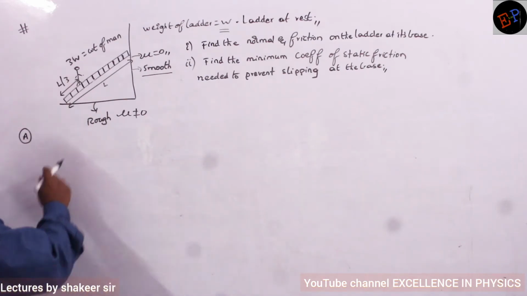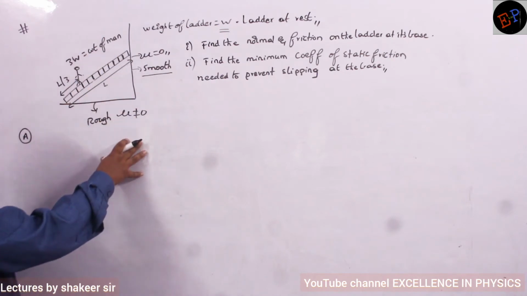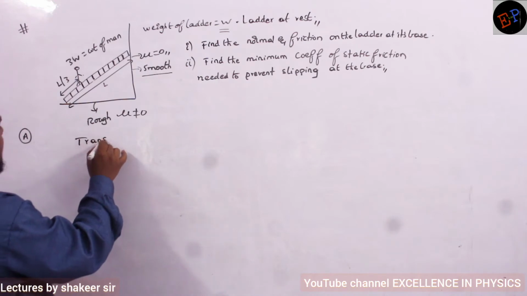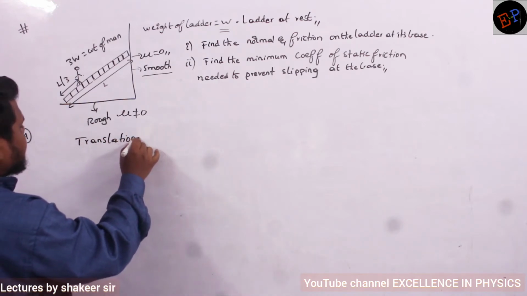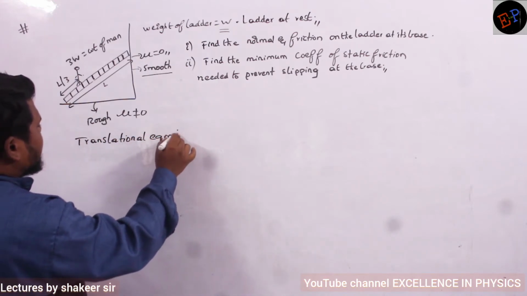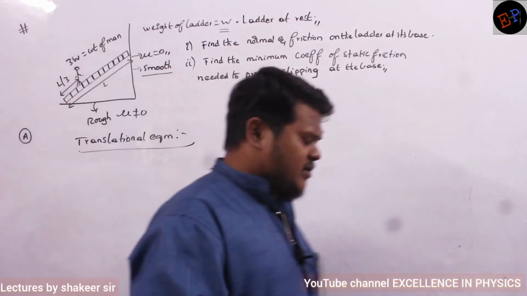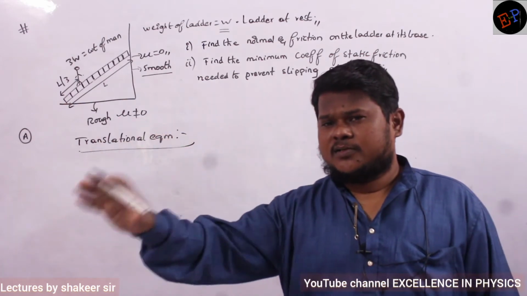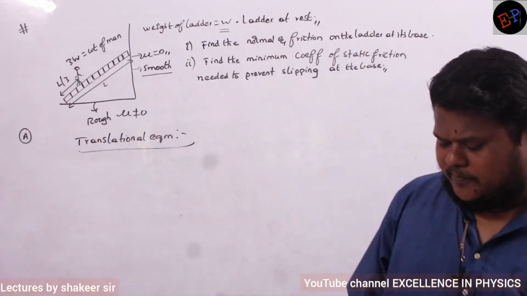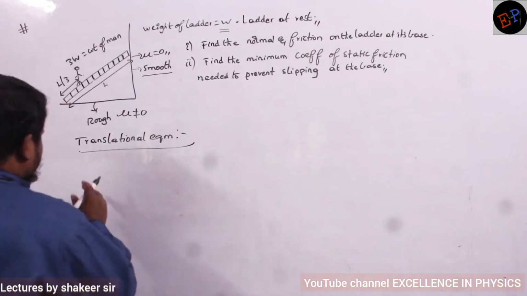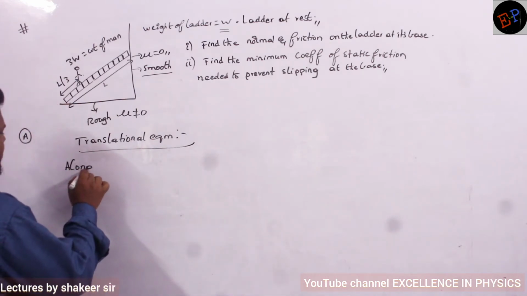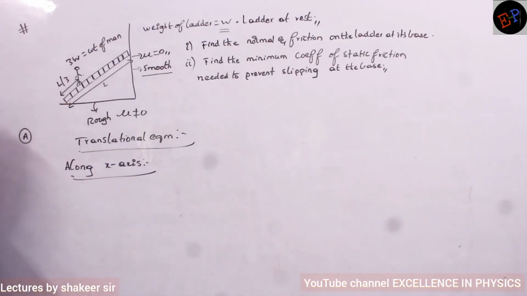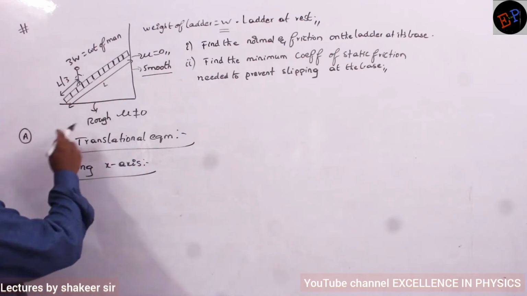First of all, let us study the ladder in rest position. Ladder is in rest position, it means it is in translational equilibrium. Okay? Ladder is in which kind of equilibrium? It is in translational equilibrium, because this ladder is not slipping. It is in rest position. Now let us see how many forces are present along x-axis. Along x-axis, how many forces are present? See how many forces are present.